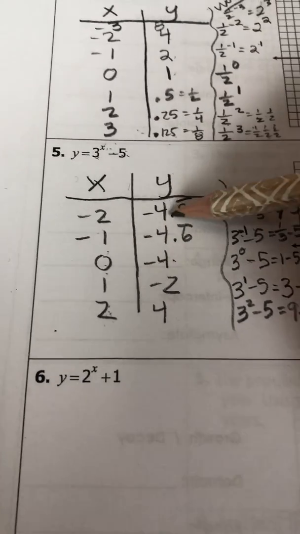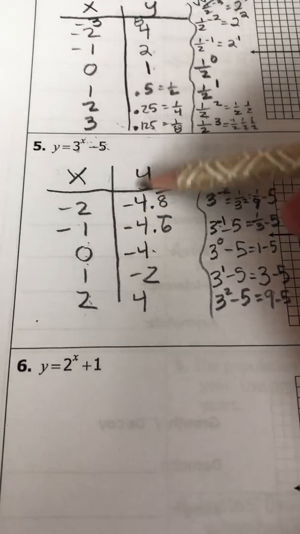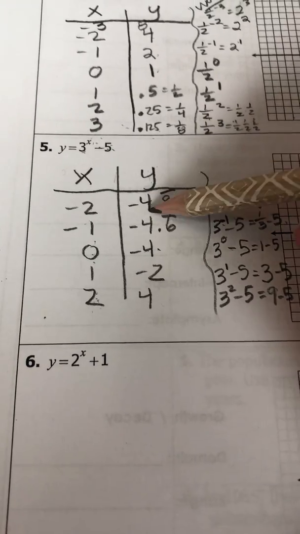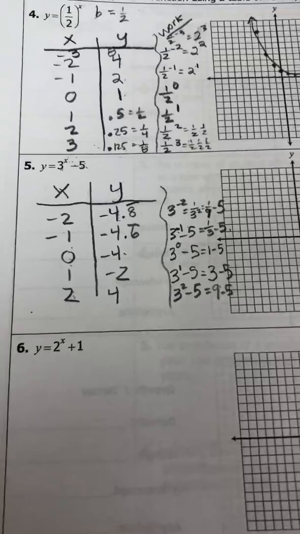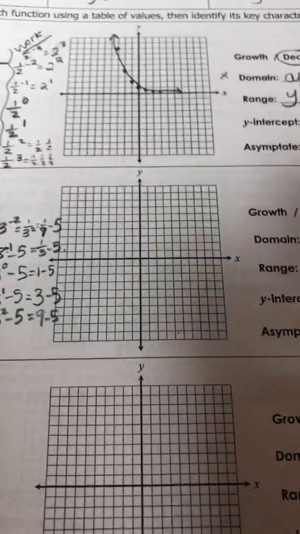If I kept going, am I ever going to get below negative 5 here? Well, that's a great question. So that's a lot of work. Now let's go over to the graph.